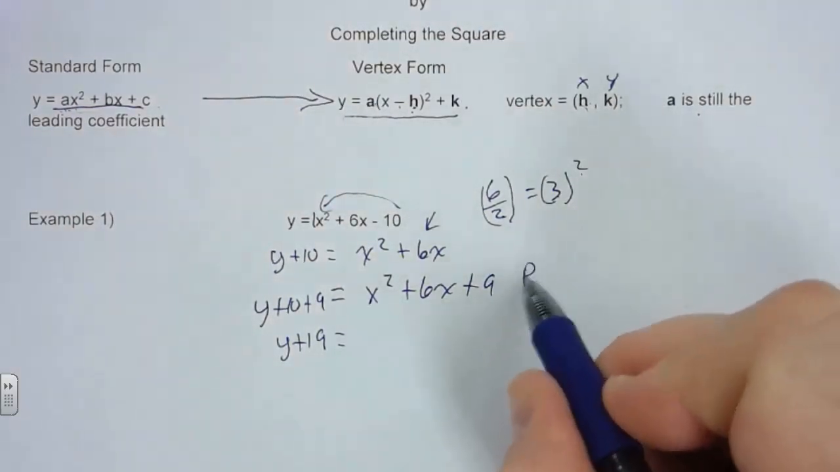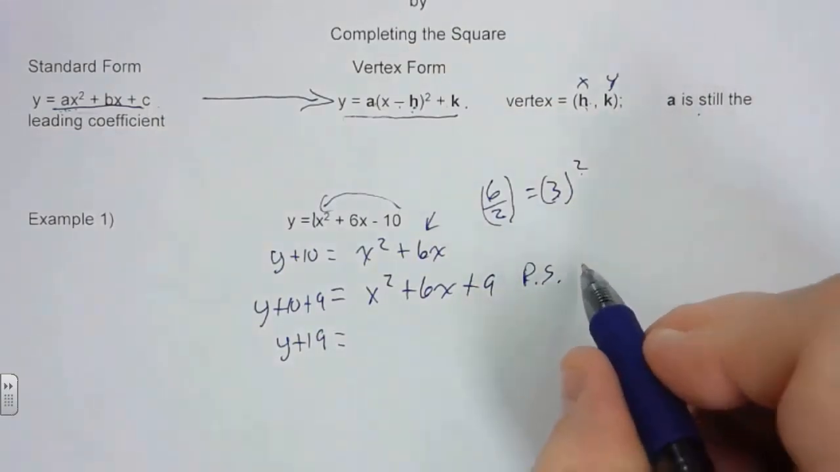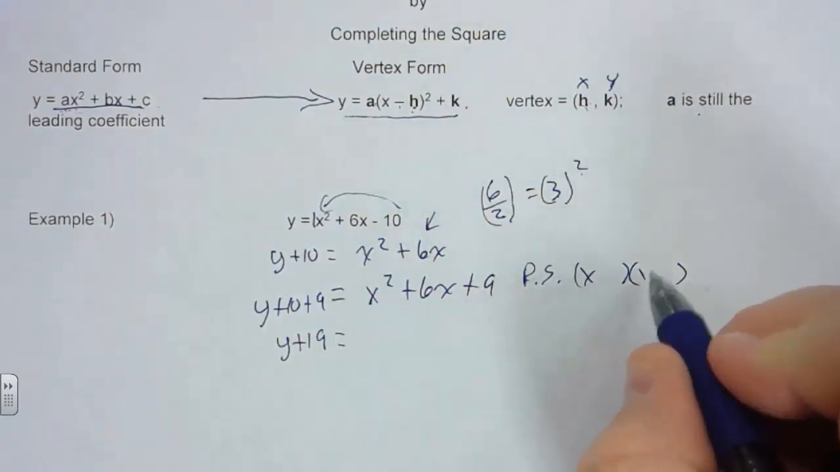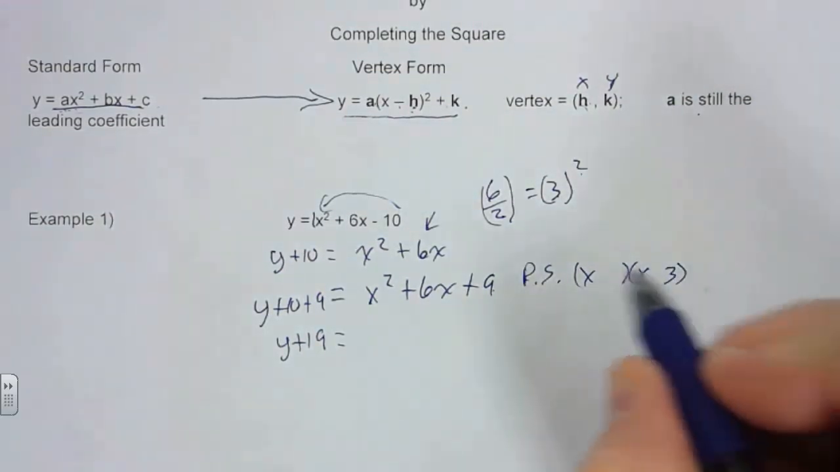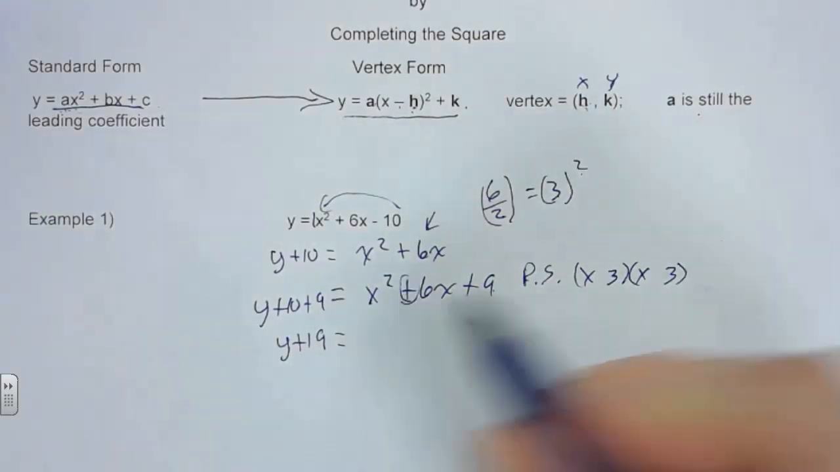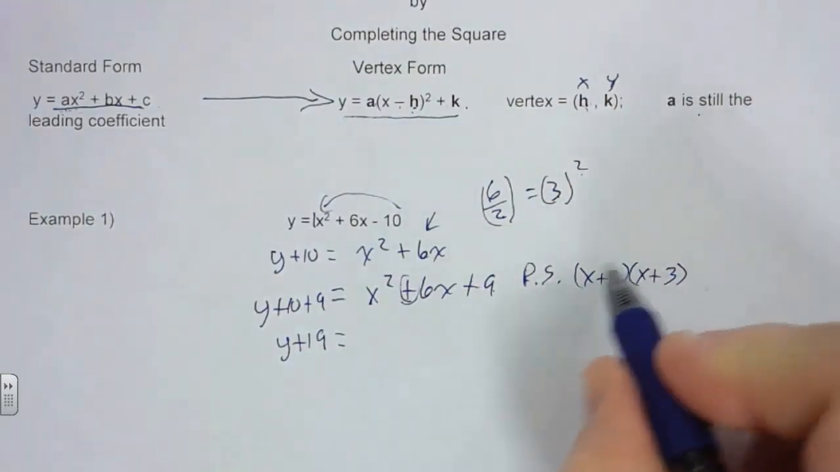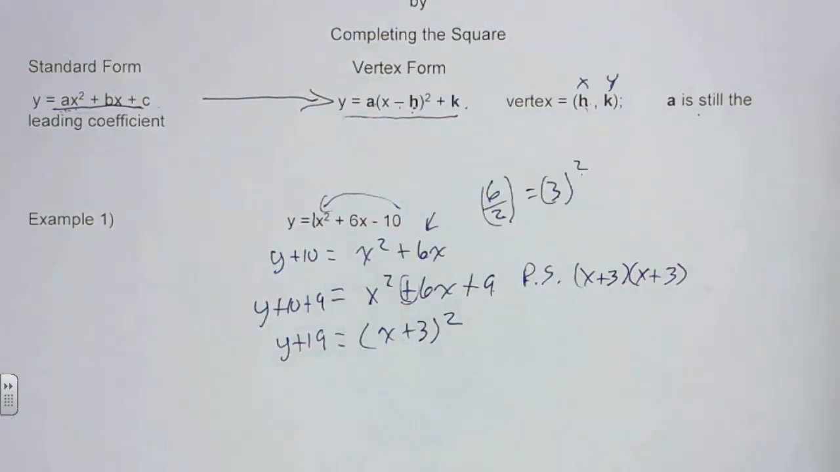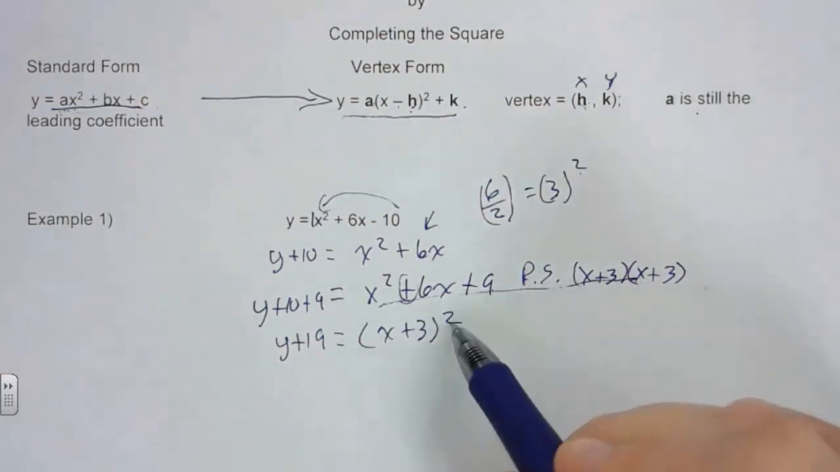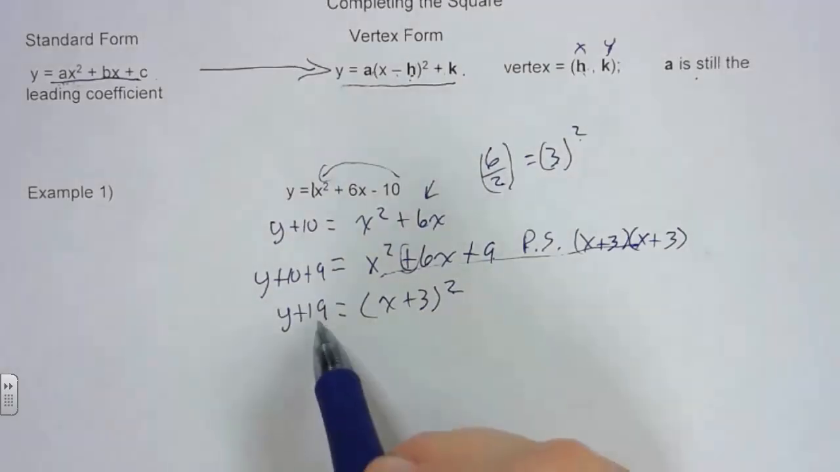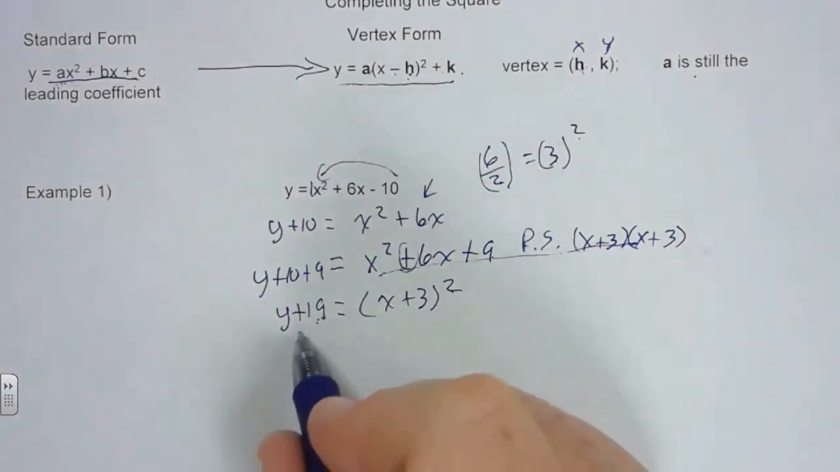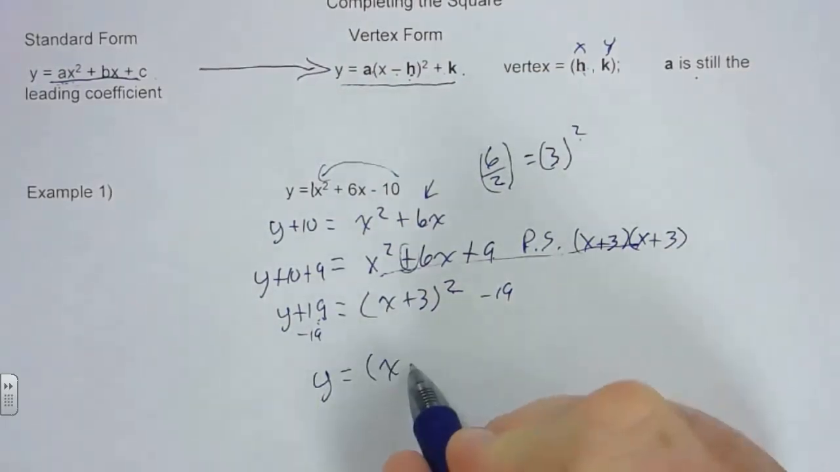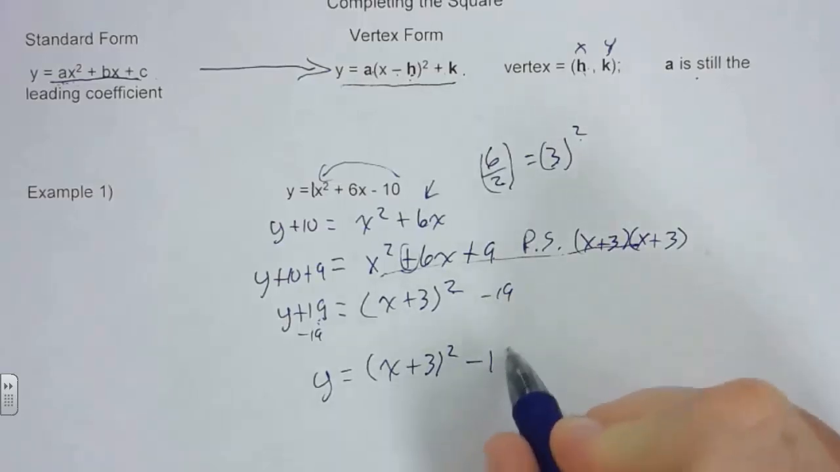Now this right here is a perfect square, which means it can be factored back out into the same two factors twice. So the square root of this one is x, and the square root of that is 3 and 3. And we want to keep this sign right there, so plus and plus. So we're going to rewrite this as x plus 3 squared. So we factor this out and then put it back into its squared form. Now the last step is to simply take this 19 and move it back over here. So we're going to subtract 19 from both sides, and we have y equals x plus 3 squared minus 19.